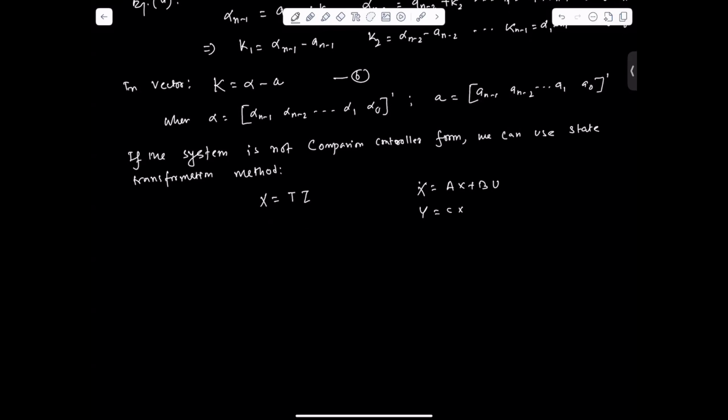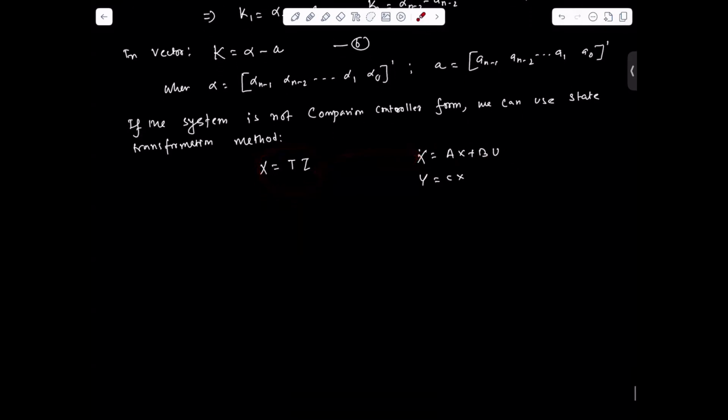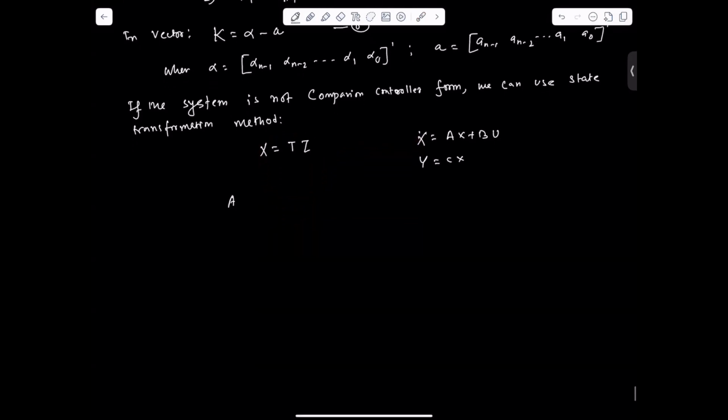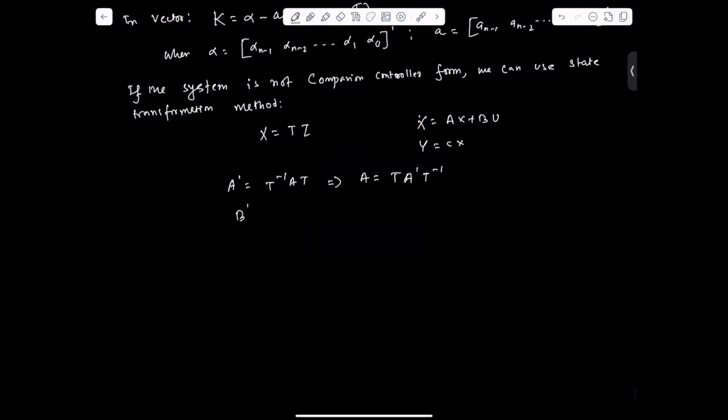Since we are designing the controller, this equation is very important. If you substitute this value in this equation, as we already did in the previous lecture, we get A dash equal to T inverse AT, from which we can write A equal to T A dash T inverse, and B dash equal to T inverse B, from which you can write B equal to T B dash.